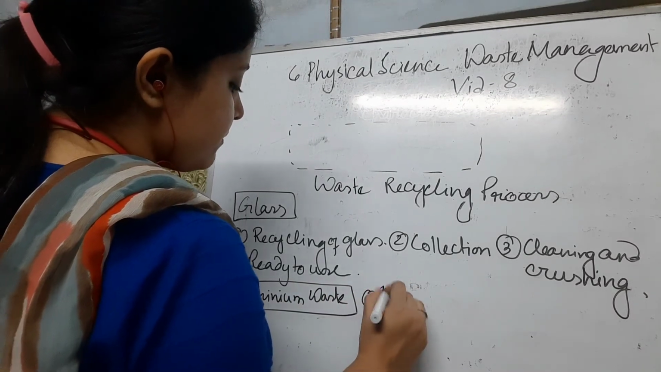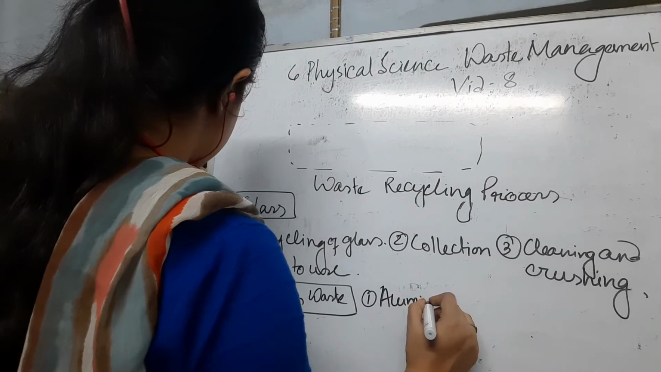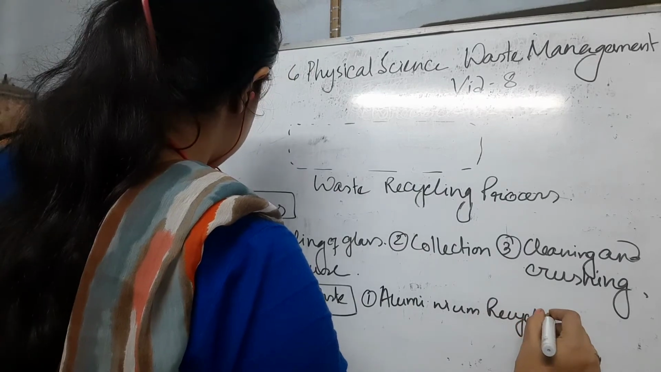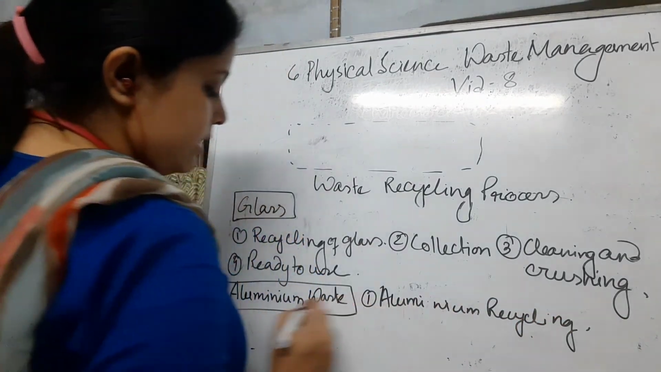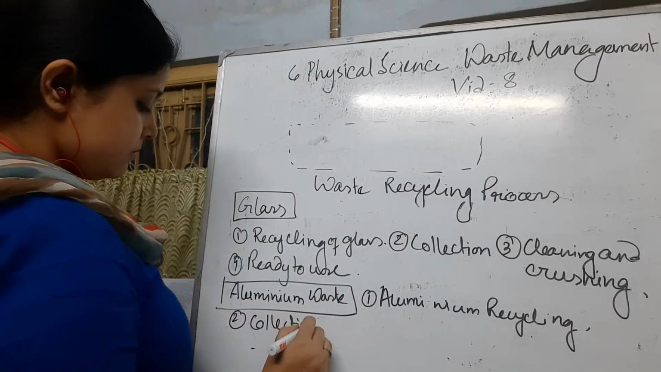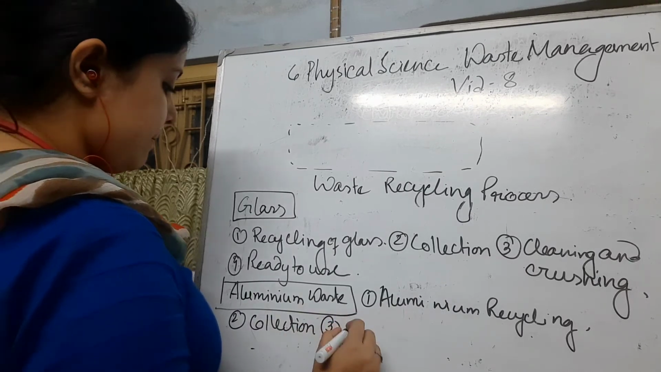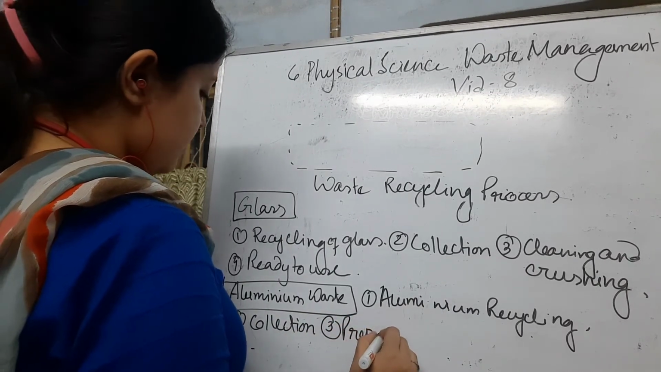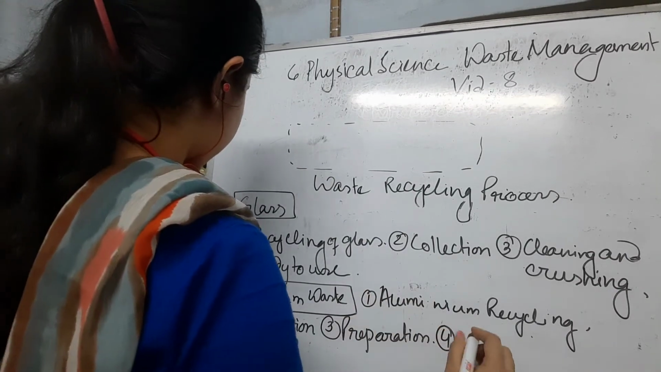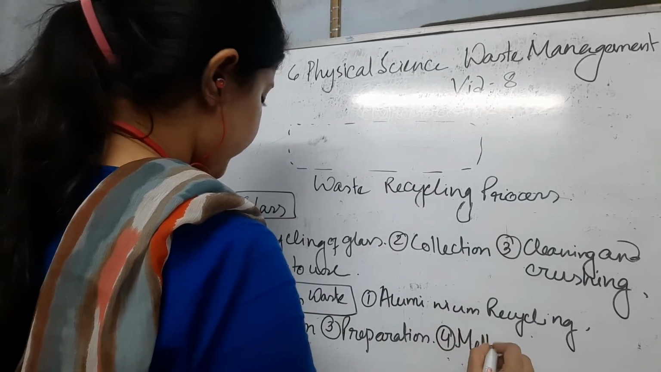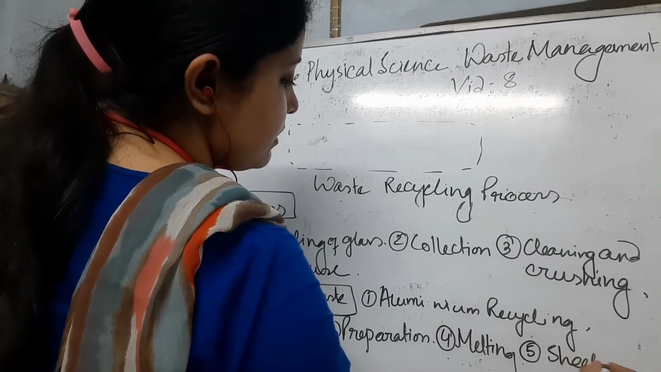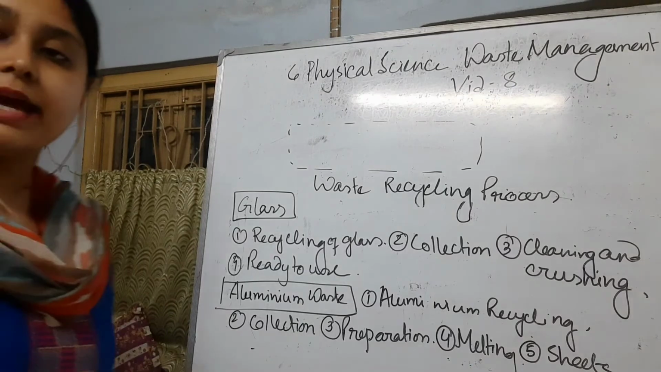The first, aluminium recycling. The second is collection. The third is preparation. The fourth is melting, and the fifth one is making sheets. So let's discuss them in detail.